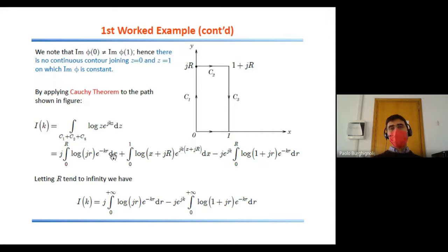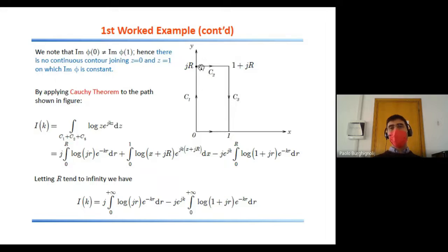The first edge, C1, goes vertically. It can be parameterized with r, a real variable that goes from 0 to capital R, and z is equal to jr, since we are going in the vertical direction of the imaginary axis. So you can see that this j pops out of the integral, we have the logarithm of jr, and the exponential becomes real, e to the minus kr, as it must, since we are moving on a steepest descent path. We integrate from 0 to capital R.